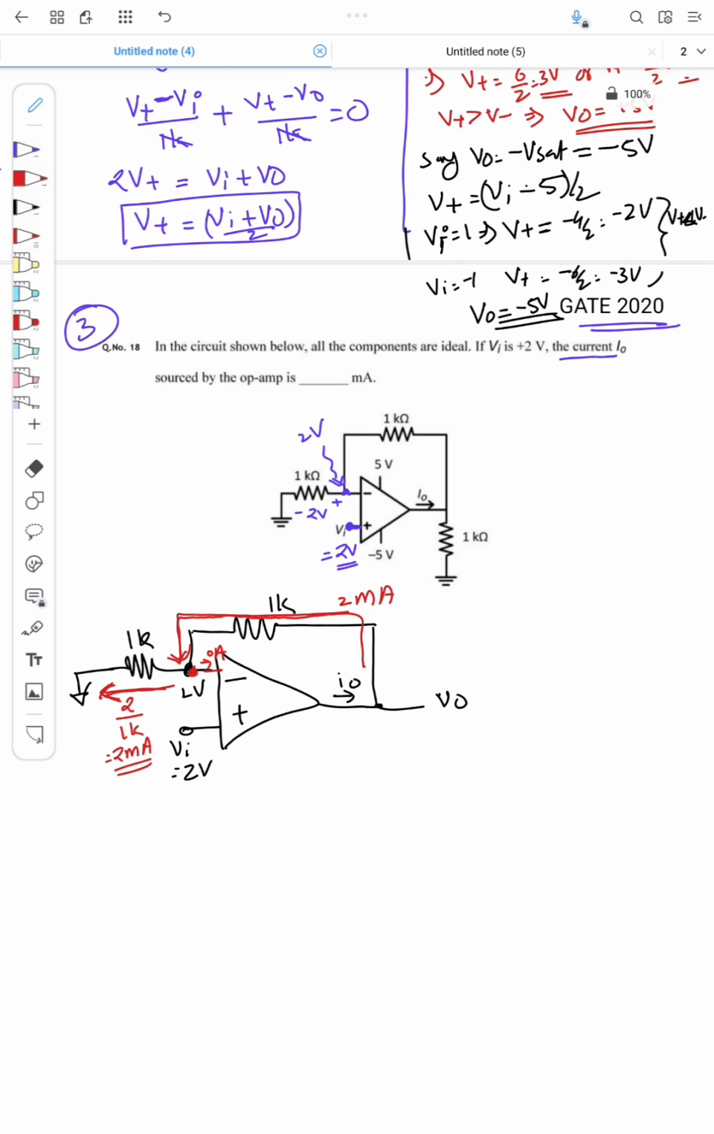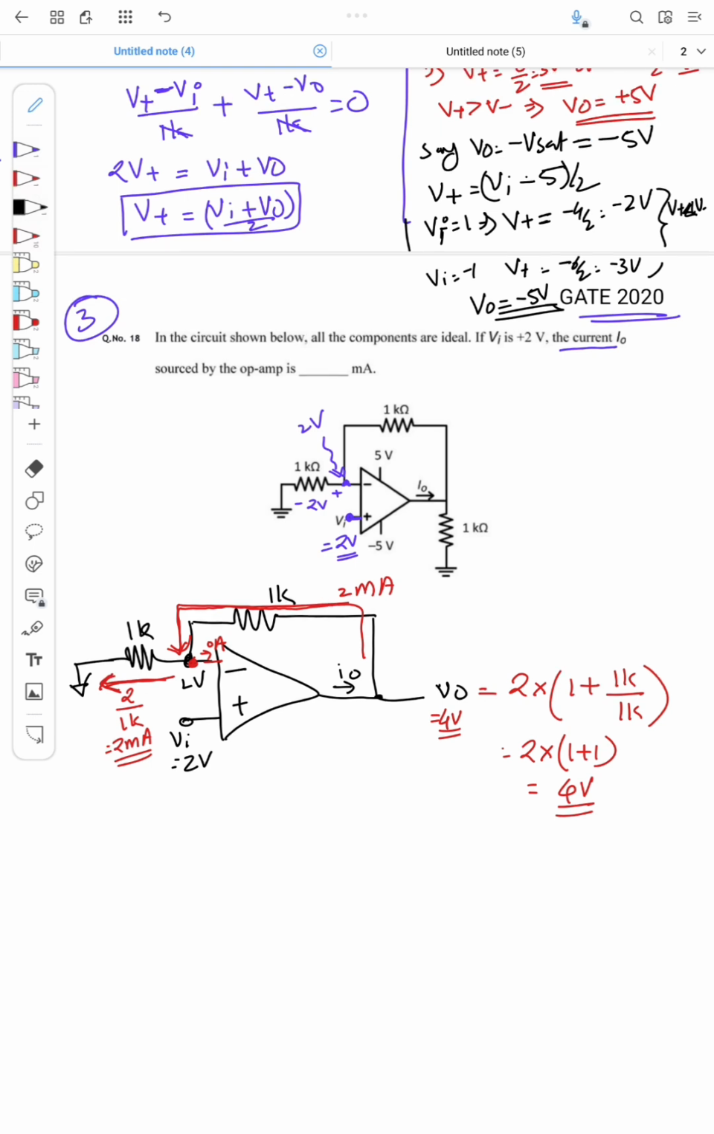Now since this is a non-inverting configuration, what is V naught here? V naught will be the input voltage 2 into 1 plus Rf by R1, where Rf is 1K and R1 is 1K. So 2 into 1 plus 1 is equal to 4 volt. Now here there is one resistance, 1K, and we have a voltage of 4 volt here. So the current flowing here is 4 by 1K, which is equal to 4 milliamps.